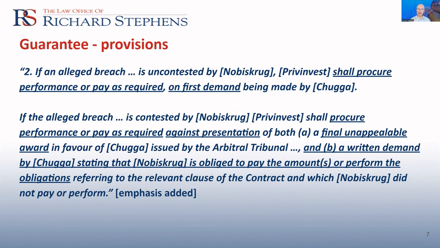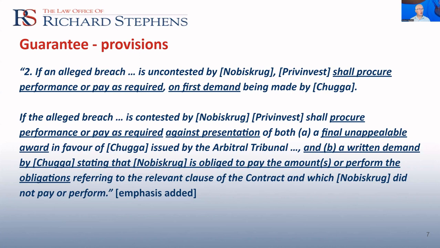But what's the lawyer done next? On first demand being made by Chugga Chug. And it goes on. If the alleged breach is contested by Nobis Krug, the shipbuilder, Priv Invest shall procure performance or pay as required. Again, that's great wording if you're writing a guarantee, the sort of wording you should be using. But what's the lawyer done now? Against presentation of both A, an award, and B, a written demand stating that Nobis Krug is obliged to pay the amounts or perform the obligations. What on earth is it, and why is it important?